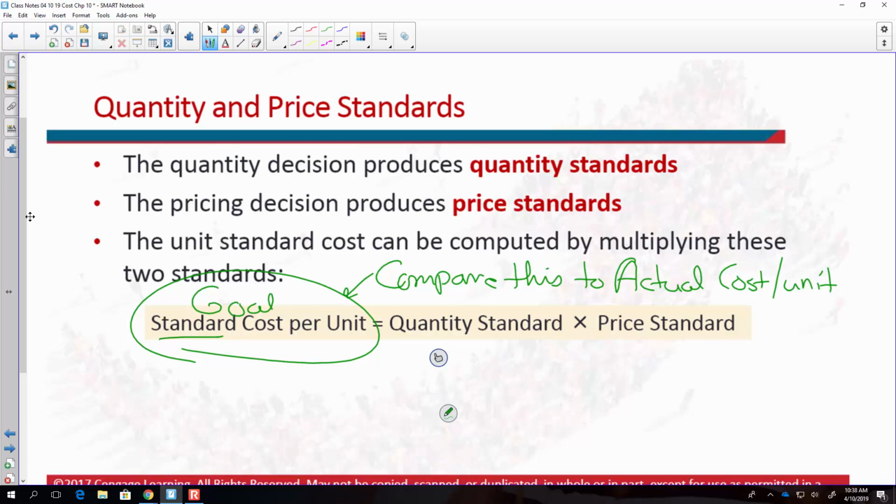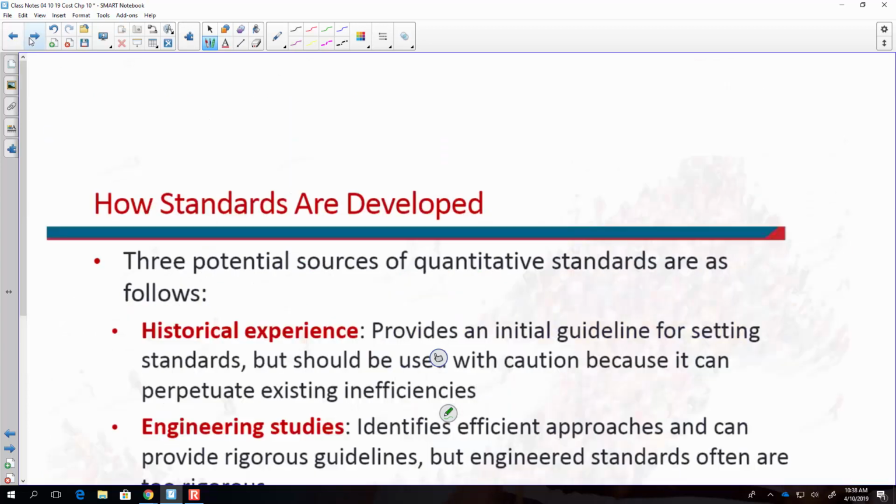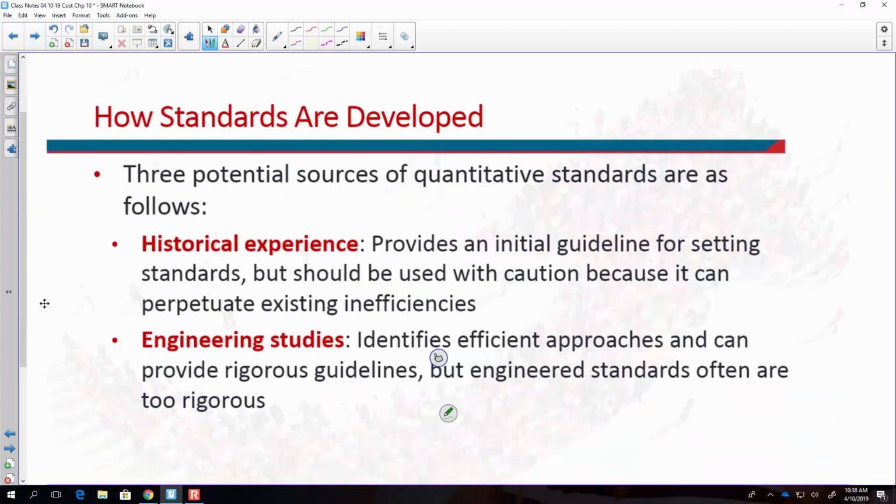Now, as cost accountants, how do we get the standards? That's a big question. Where do we get the standards from? So on page 523, in most cases, historically, we look at past performance, right? We look at how we did last year, 2 years ago, 5 years ago, that historical perspective.